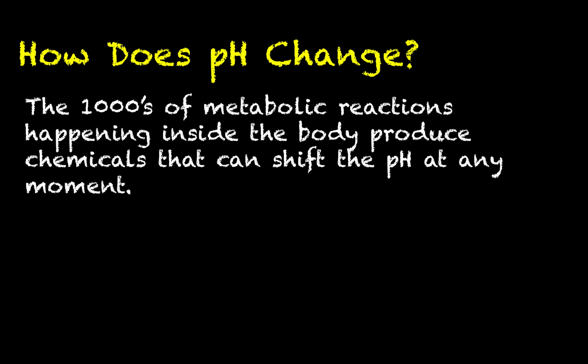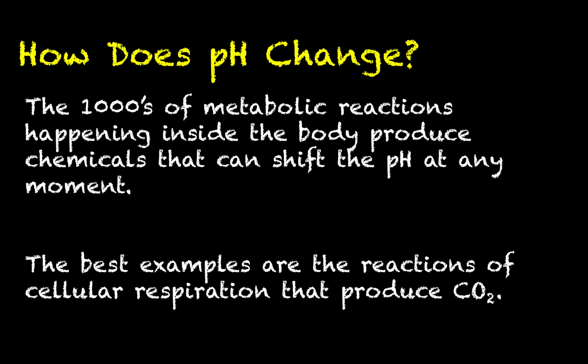So the question becomes, how does the pH of something like the blood plasma change over time? And the thing you need to remember is that there are thousands of different metabolic reactions happening inside the body at any given time. And these reactions will constantly be producing chemicals that can potentially shift the pH at any given moment. Remember that when you add a chemical to a solution, it can change the pH. Whether it acts as an acid or a base is the question.